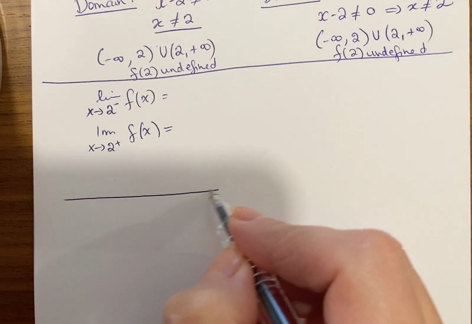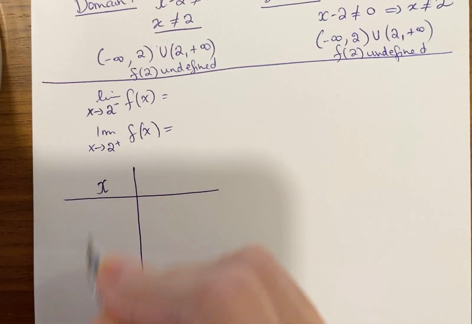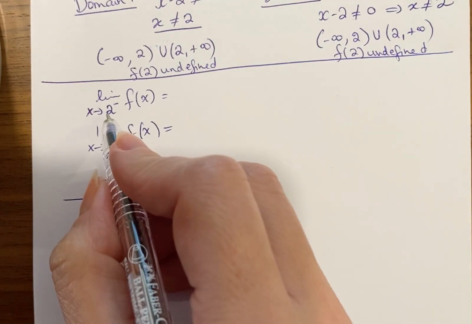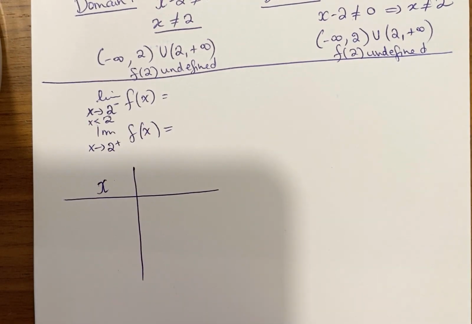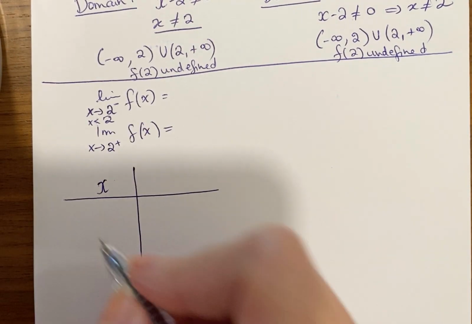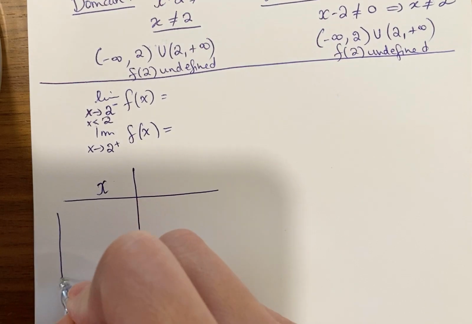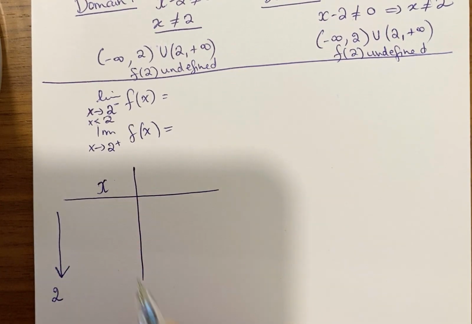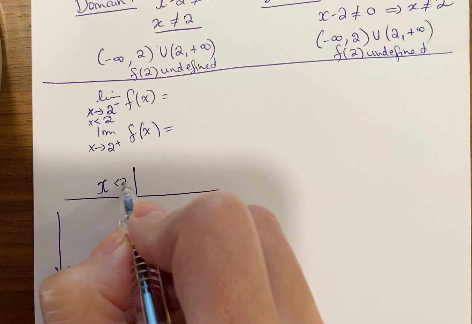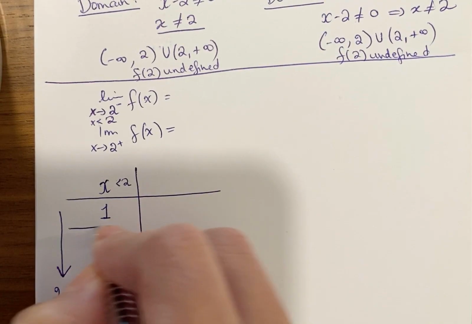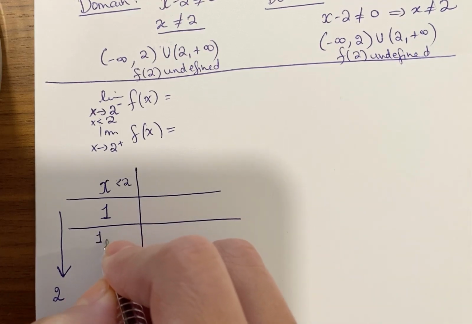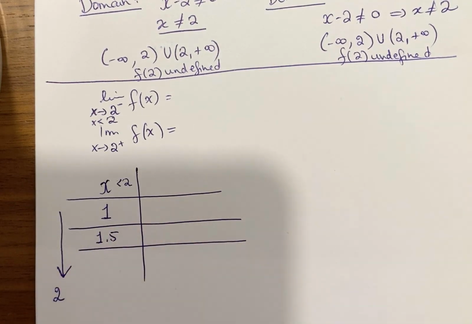What I'm going to do is take x values that are close to 2 from the left. What does it mean, close to 2 from the left? It means they are less than 2. And what will I do to those values? I will make them closer and closer to 2. So I will choose values less than 2, and I will make those values closer to 2. Like 1 is less than 2, but 1.5 is less than 2 but closer to 2.